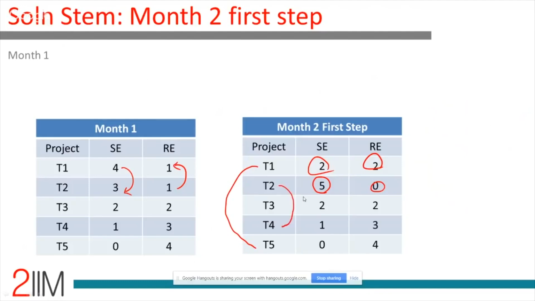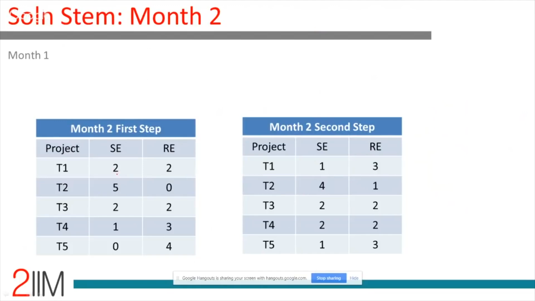T4. Let's incorporate that. T1 has SE, T5 has RE, so that is possible. Lose 1, gain 1. Gain 1, lose 1. From here, we send 1 across here. So this will become 1, this will become 1, this will become 3, this will become 3. The first 2-3 steps, do it slowly, and then you can go much quicker. Likewise, T2 to T4, this will become 4, this will become 2, this will become 2, this will become 1. So month 2 has this team.